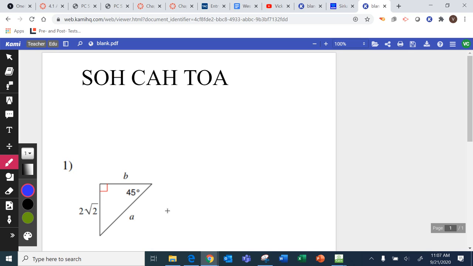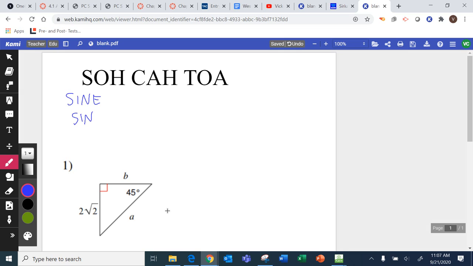SOHCAHTOA is the phrase to help you remember trigonometry. In trigonometry, sine, cosine, and tangent are just special names that represent dividing two sides of a triangle. The first one's called sine, S-I-N-E. It is so long that we abbreviate it as S-I-N, but we still call it sine. There's no sinning in math.